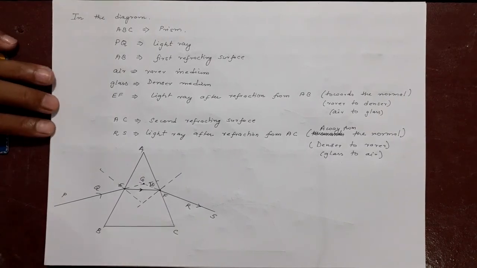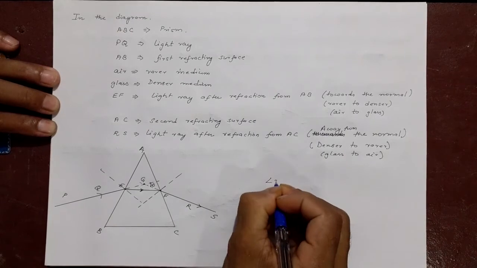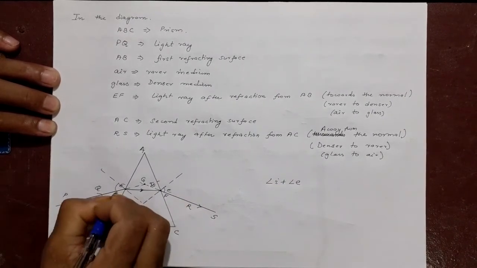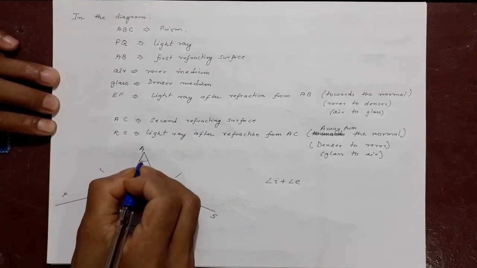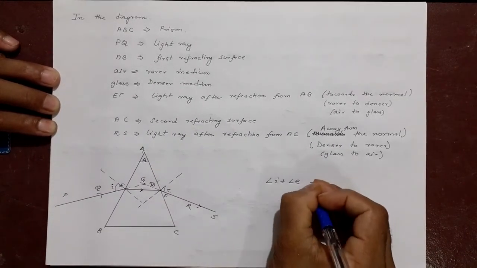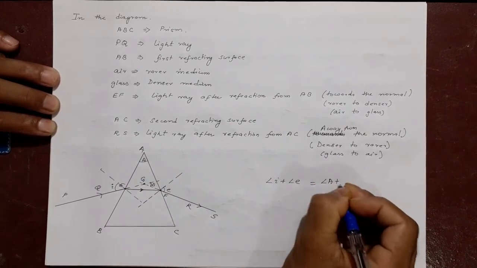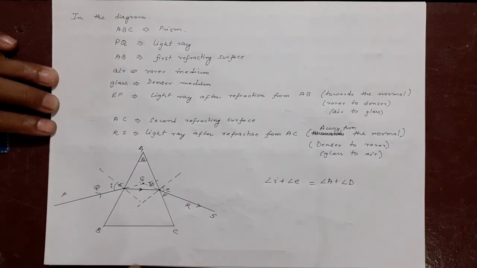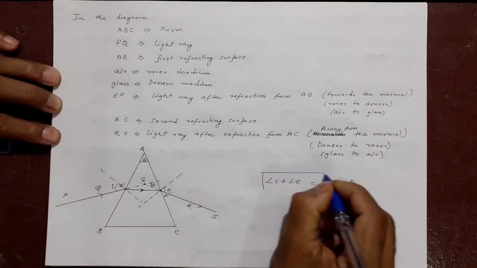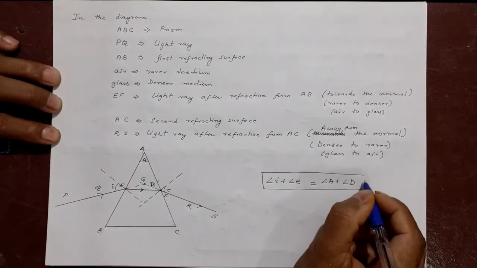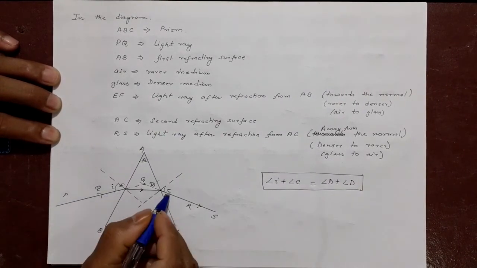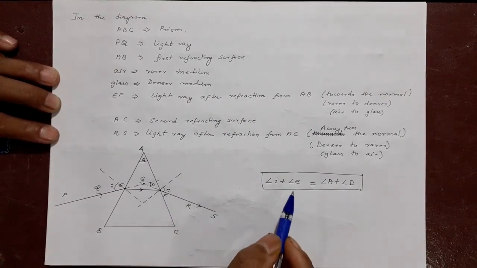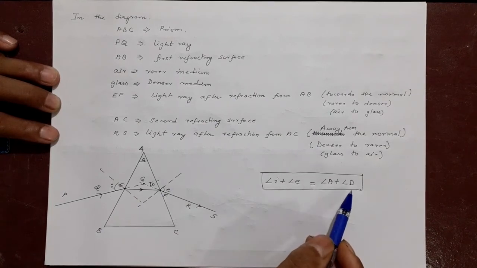Now the simple thing I have to write here is angle I plus angle E, the emergent angle. This was the emergent angle, this was angle I, this was angle A, equal to angle A plus angle D. This is a geometrical relation, a very simple relation, but it is not in your syllabus to prove, so we will not go into it. You just have to remember this. I plus E is equal to A plus D. So this is simple. The angle of incidence plus angle of emergence is equal to angle of prism plus angle of deviation.